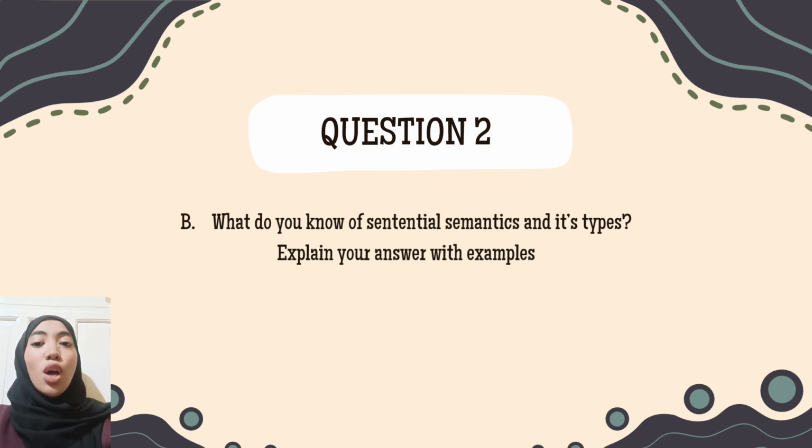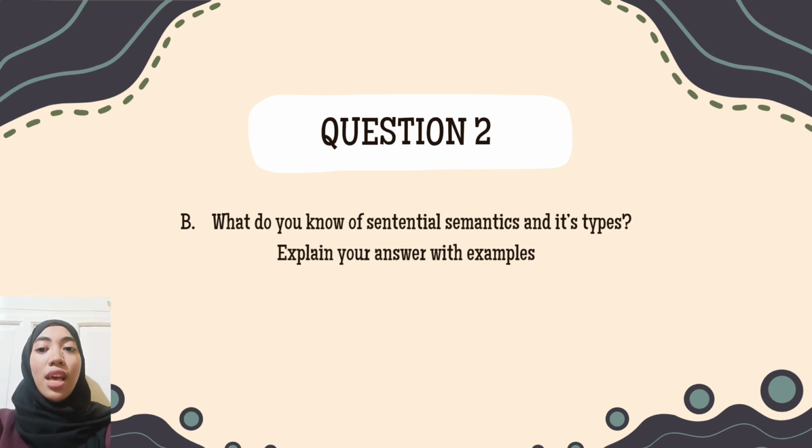And the next is contradiction, opposing relationship. Contradiction occurs when two sentences have opposite meanings, making it impossible for both to be true at the same time. For example, sentence A: Adam is an only child. Sentence B: Adam has a younger sister named Hawa. The explanation: the sentences contradict each other because if Adam is an only child, he does not have a sibling.